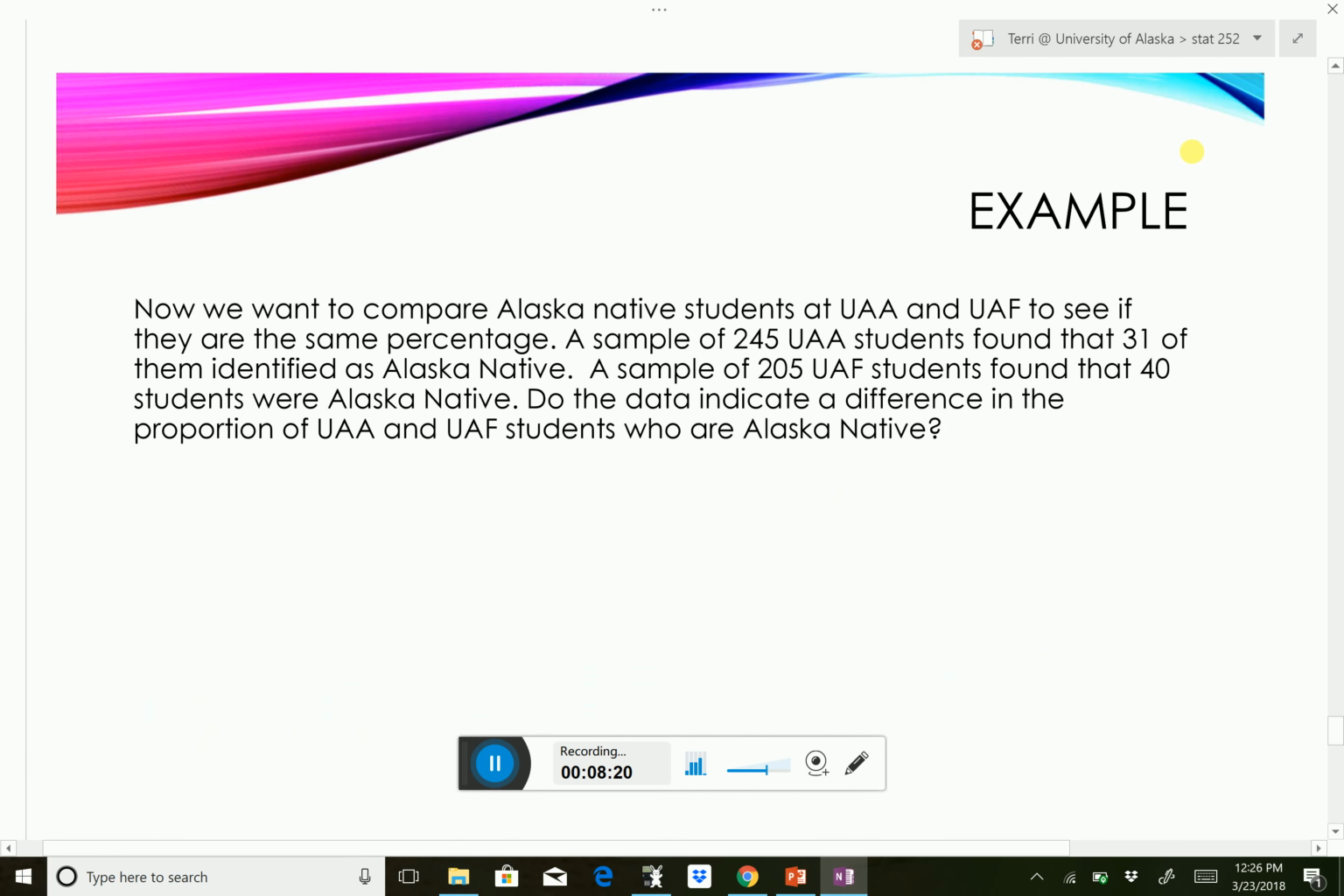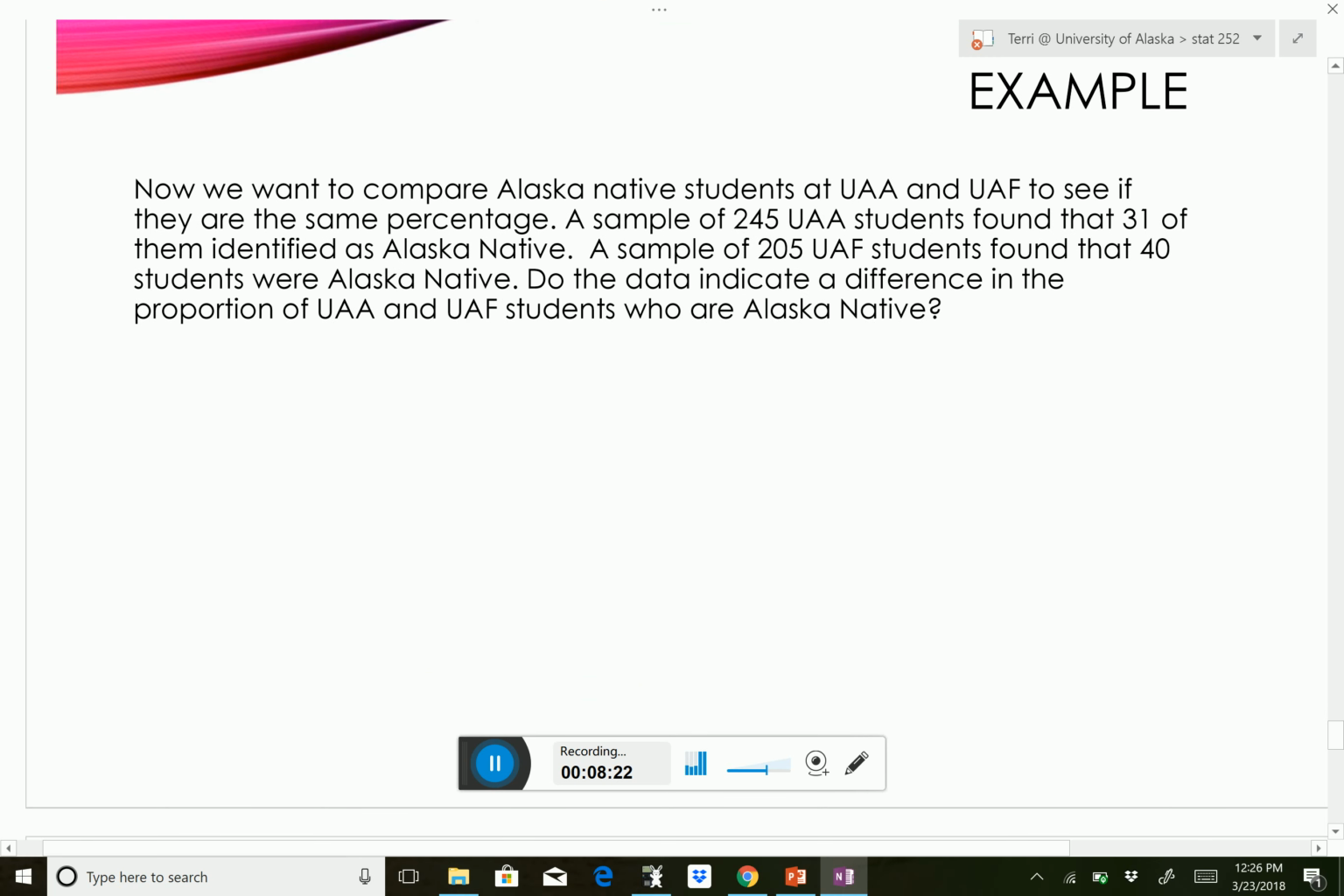And so let's take a look. We want to compare the Alaska Native students at UAA and UAF to see if they're the same percentage. A sample of 245 UAA students found that 31 of them were identified as Alaska Native. Oh, I'm getting deja vu. A sample of 205 UAF students found that 40 students were Alaska Native. The data indicate a difference in the proportion of UAA and UAF students who are Native Alaskan.